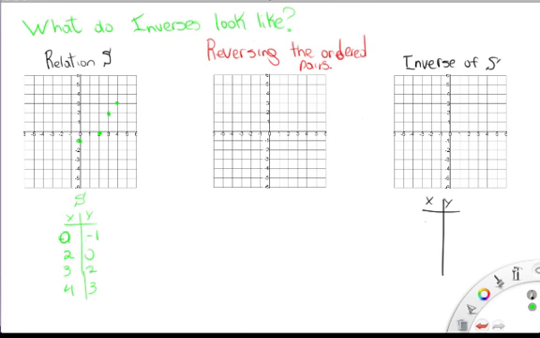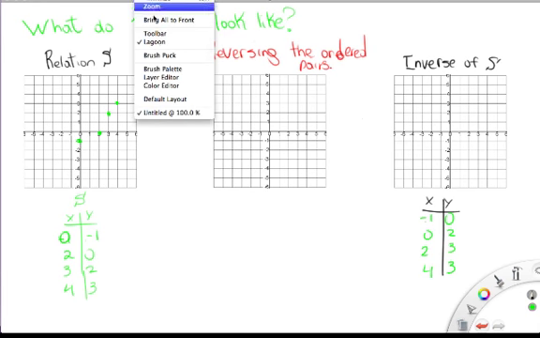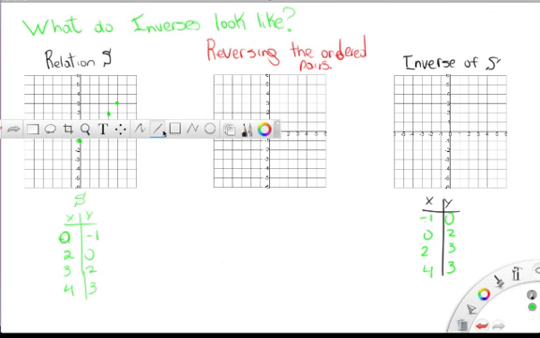So I'm going to go ahead and get the inverse, which is (-1, 0), (0, 2), (2, 3), and (3, 4). I want to show you what's actually happening here when I find the inverse. Ignore this for now. Here we go. This is what I'm looking for.